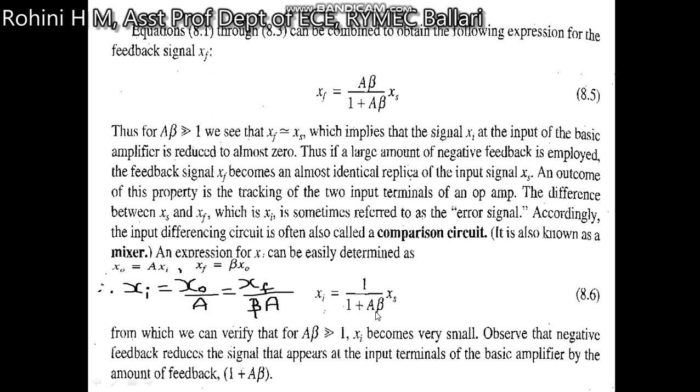Why is it called the amount of feedback? Because our input signal xi is reduced relative to the source signal. What is the signal that we applied? xs, that is the signal we applied from the source. But the same signal xs is not applied; what is applied is xi, the difference signal. So this xi is the input signal reduced by the factor 1 plus A beta. Therefore it is called the amount of feedback.